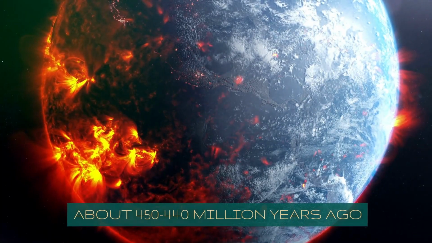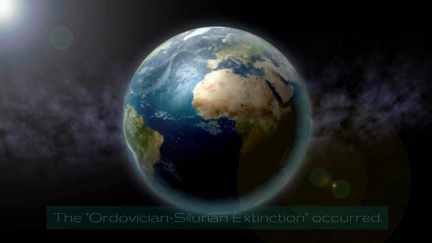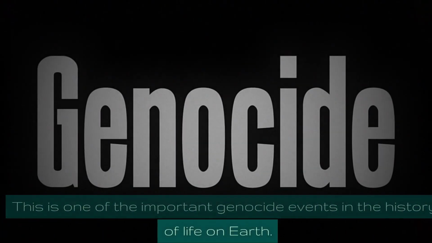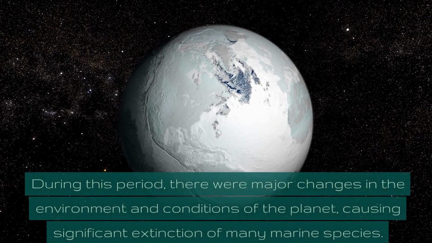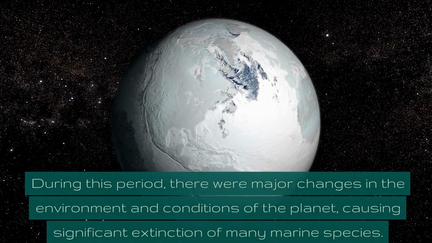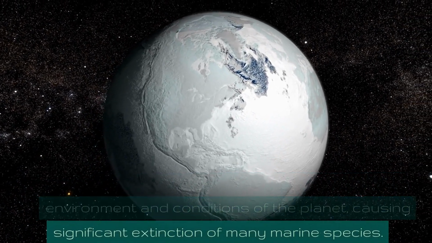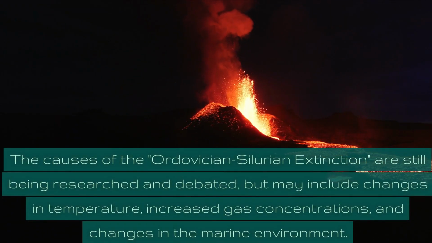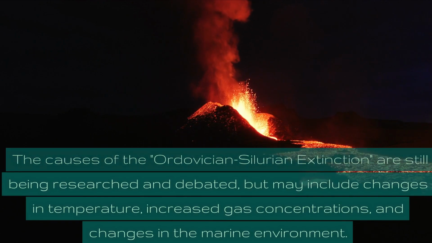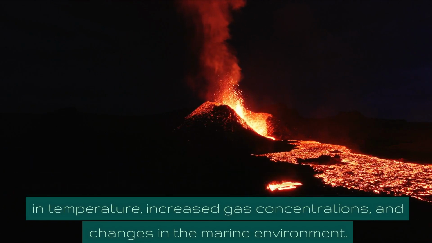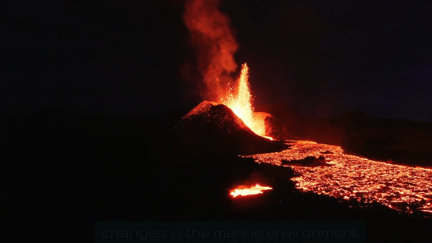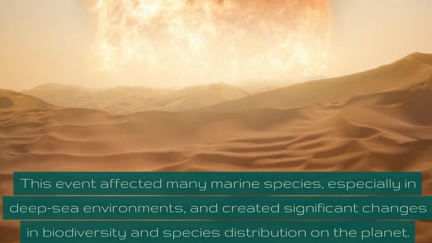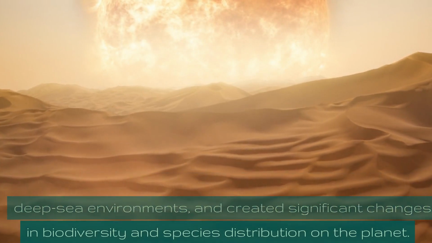About 450 to 440 million years ago, the Ordovician-Silurian extinction occurred. This is one of the important mass extinction events in the history of life on Earth. During this period, there were major changes in the environment and conditions of the planet, causing significant extinction of many marine species. The causes of the Ordovician-Silurian extinction are still being researched and debated, but may include changes in temperature, increased gas concentrations, and changes in the marine environment. This event affected many marine species, especially in deep-sea environments, and created significant changes in biodiversity and species distribution on the planet.